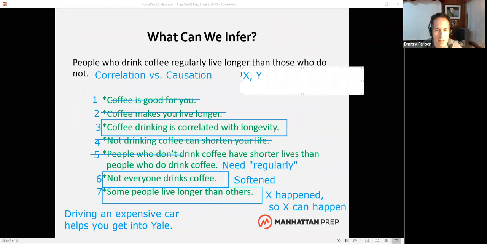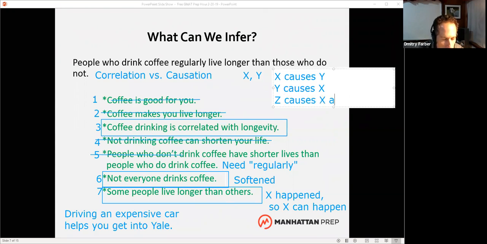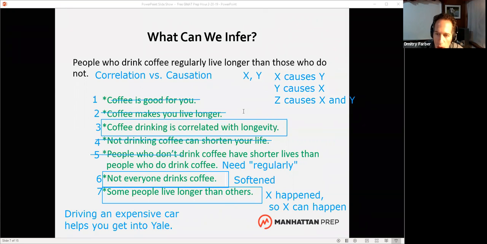That's always a guess. So anytime I try to say X causes Y, you have to say, well, what about Y causes X? What if it's the other way around? Or what about something else causes both, right? Or what if it's a coincidence?